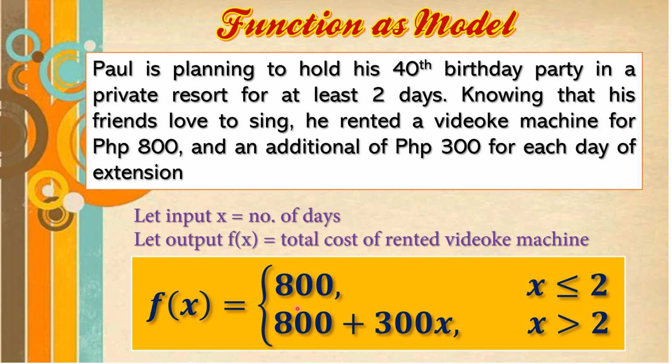Okay, we have another formula, guys. Bring down 800, since he rented a videoke machine for 800 and we have the word and, so we have here the plus sign, an additional 300 pesos for each day. So we have 300 pesos for each, that is multiplication, day. Since day is our input, that is x, we have to put x beside 300. So this is the formula to be used to compute the total cost of the rented videoke machine if the number of days rented is greater than 2, that is x is greater than 2. So this is how to create a function model using a real-life scenario or situation.